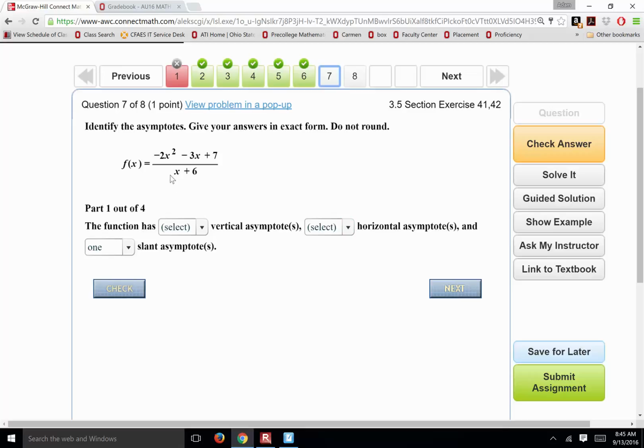So, does it have a vertical asymptote? Does it? Vertical asymptotes happen on the locations where denominator becomes 0. Is there a value of x that makes the denominator 0? Is there? What is that value?